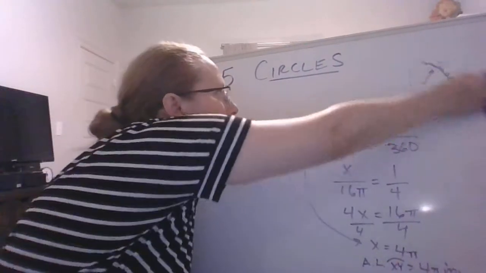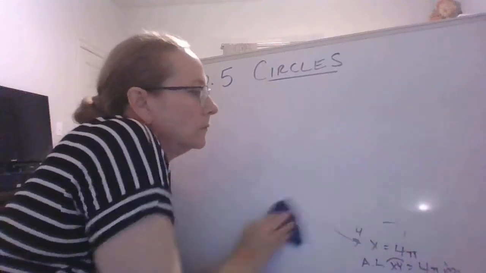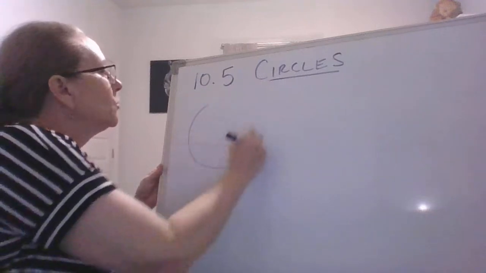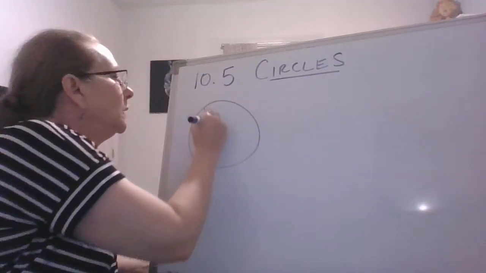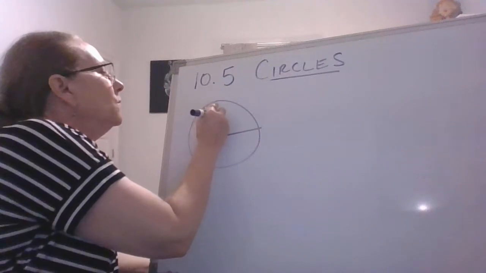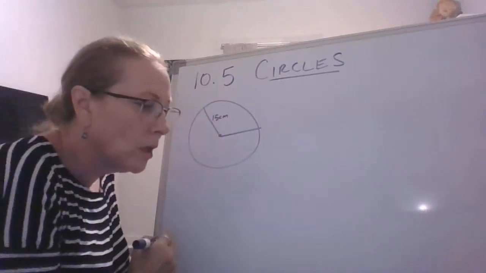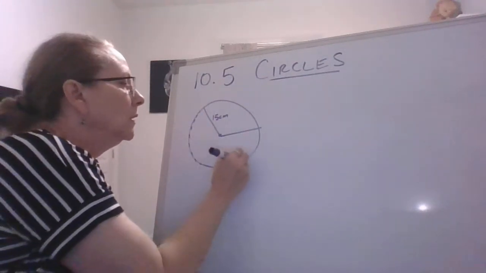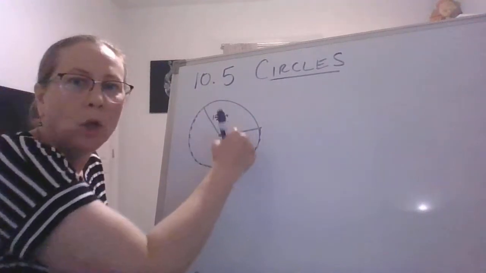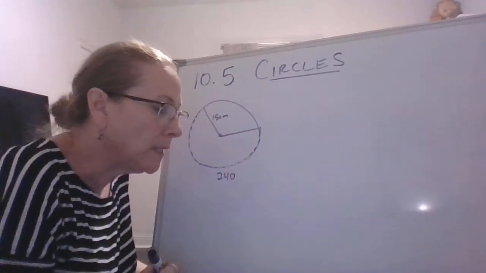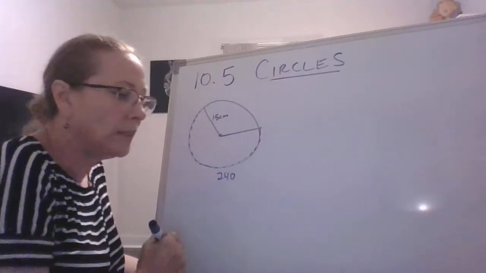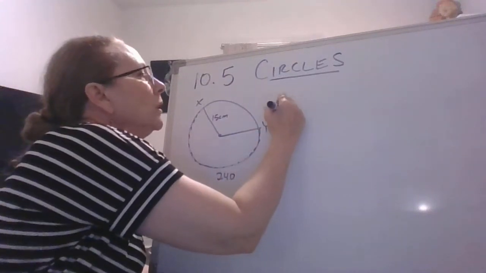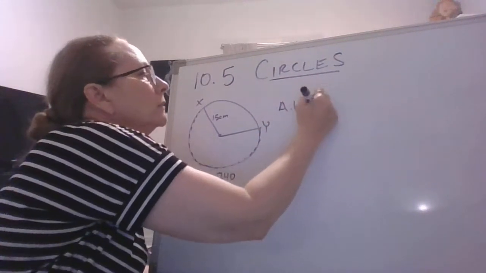So this is still an arc length problem. In this case, we've got our circle, and we have a radius this time of 15 centimeters. We have 240 degrees, but that's out here. This is the 240 degrees. It's around the long way. We're asked to find, let's still do XY. What is the arc length of XY?